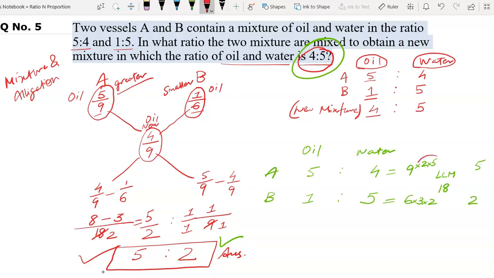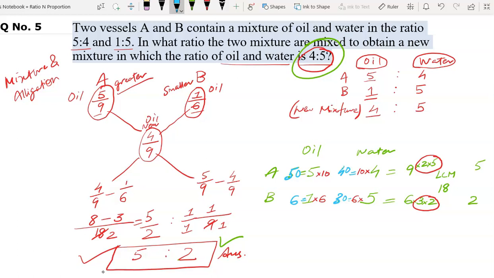Now here what we get, 2 into 5 is 10, so we will multiply this by 10, this also by 10. 3 into 2 is 6, so we will multiply this by 6, this by 6. Now what we will get, 5 into 10 is how much? 50. 1 into 6 is 6. 10 into 4 is 40. 5 into 6 is 30.